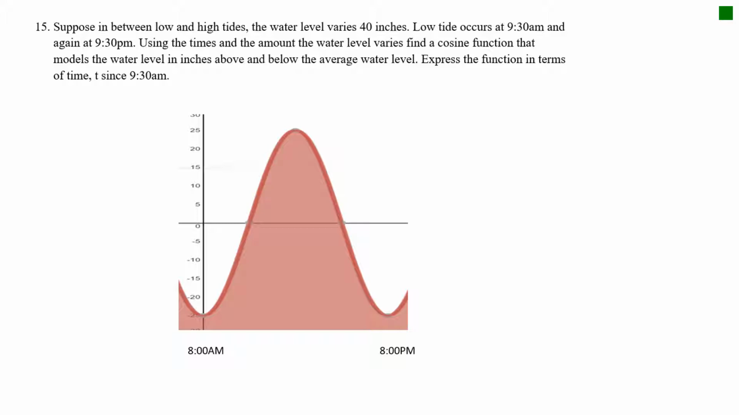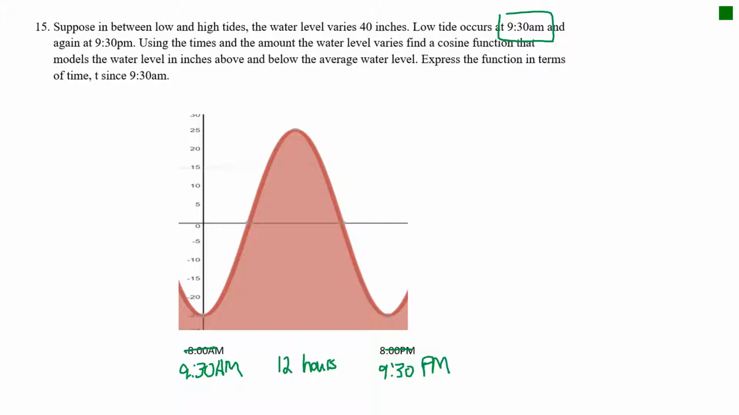This question is asking us to write a function in terms of time. So what we have is a low tide that starts at 9:30. So this is kind of wrong. Not kind of, it is wrong. That's 9:30 a.m. and then this is going to be 9:30 p.m. So low tide begins at 9:30 a.m. It ends at 9:30 p.m. The length of one cycle then is going to be 12 hours.